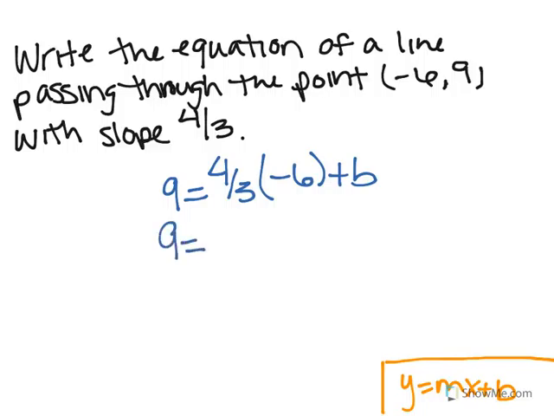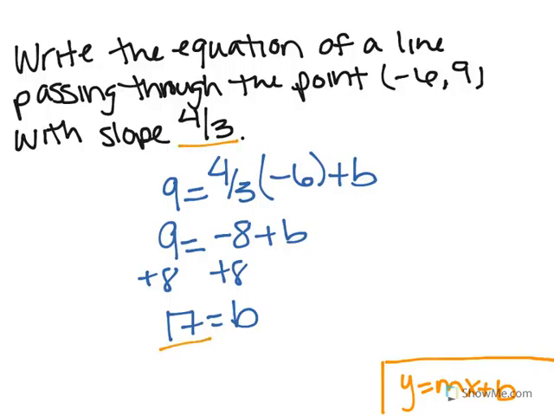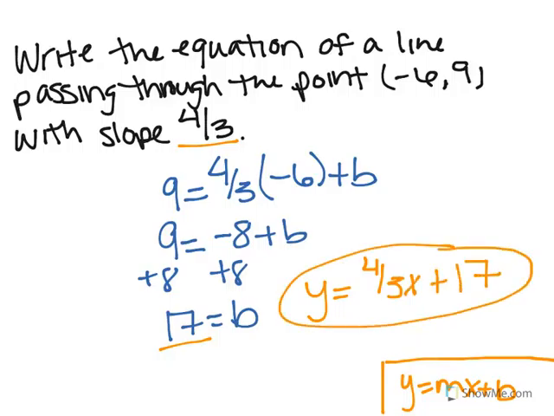Simplifying, we have 9 equals, doing this multiplication, -6 times 4 is -24, divided by 3 is -8, plus b. Add 8 to both sides, so b is 17. So now all we have to do is plug our m and our b in and say that y equals 4/3 x plus 17, and that's our answer in slope-intercept form.